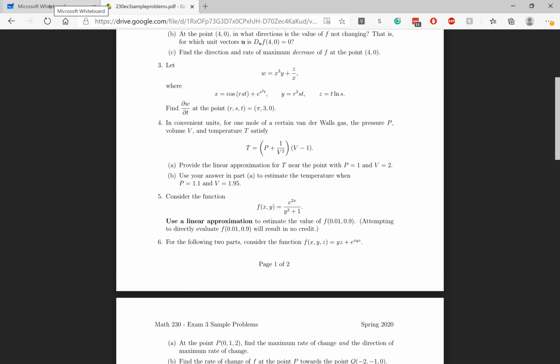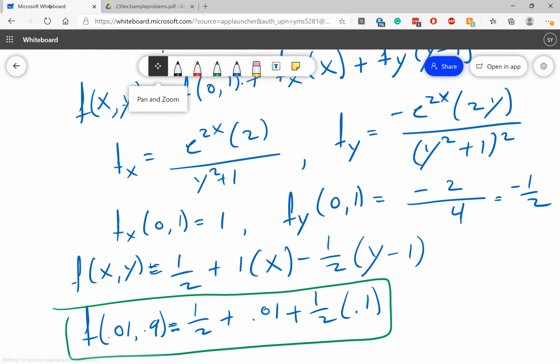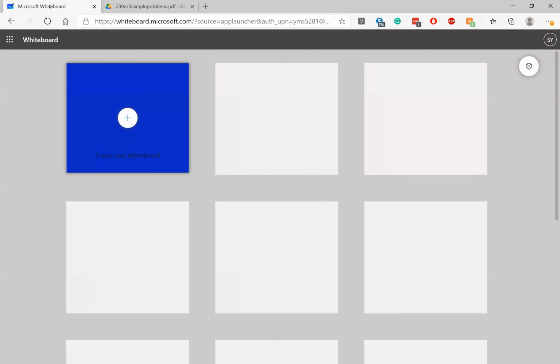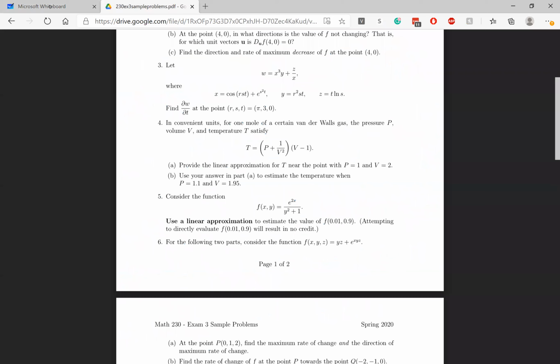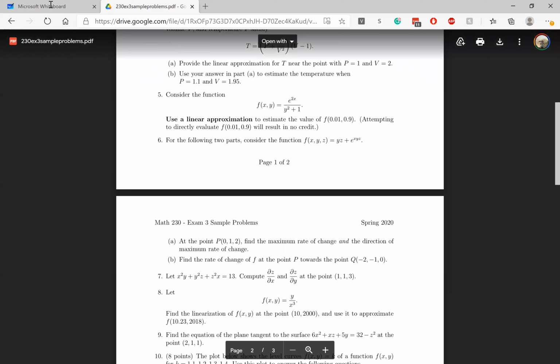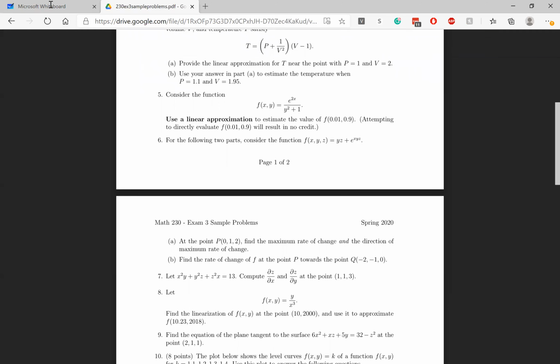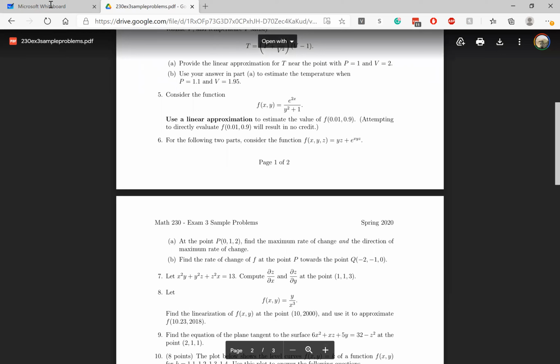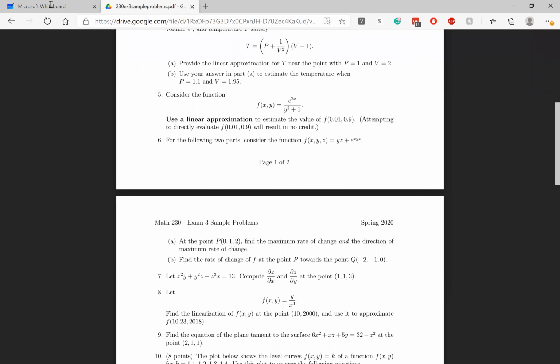Okay, let's move on to the next problem. For the following two points, consider that function. At the point P equal to (0, 1, 2), find the direction of maximum rate of change. Then find the rate of change of f at the point P towards the point Q.